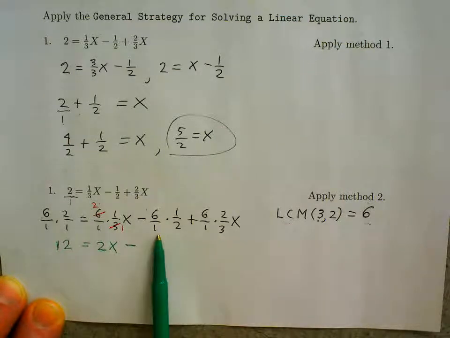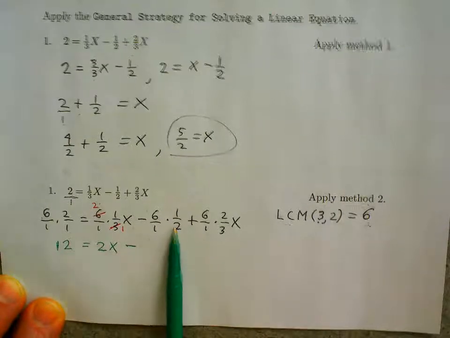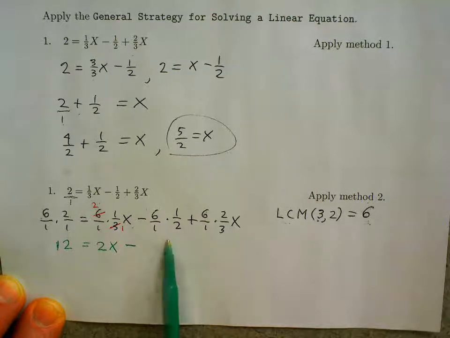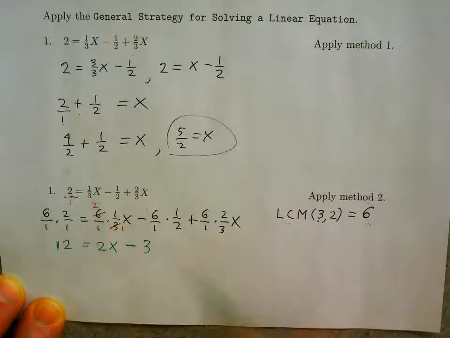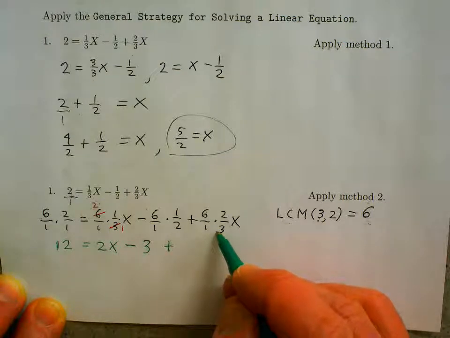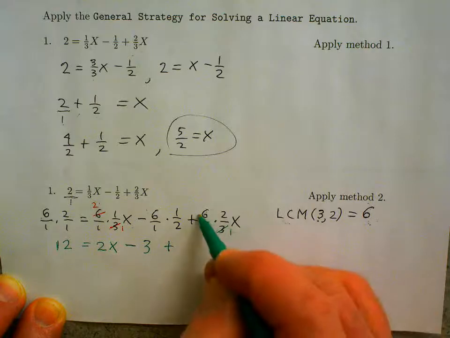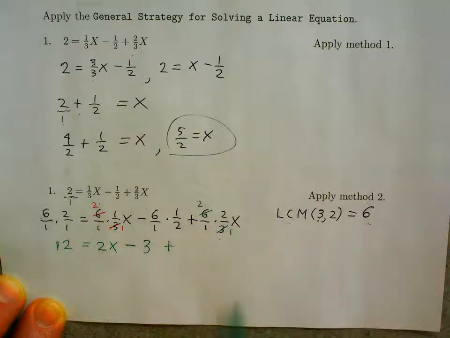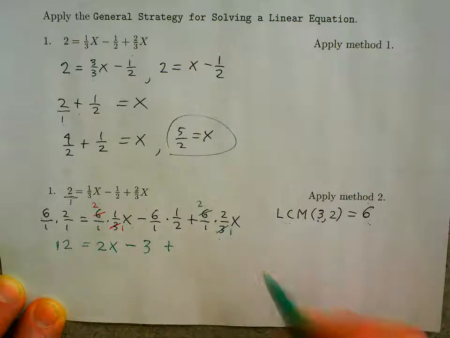And then the next one, 6 over 1 times 1 over 2, or 6 over 2, this is minus 3. And then 6 over 1 times 2 over 3 times x. It's okay to do some of the work in your head. You just want to make sure you don't overlook anything. 3 goes into 3 once. 3 goes into 6 twice. And so 2 over 1 times 2 over 1 times x is 4x.